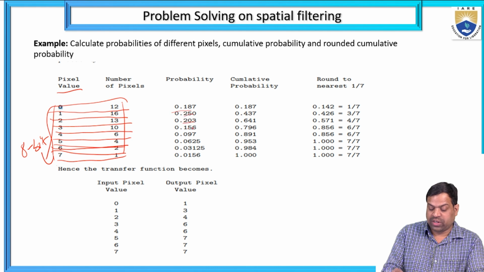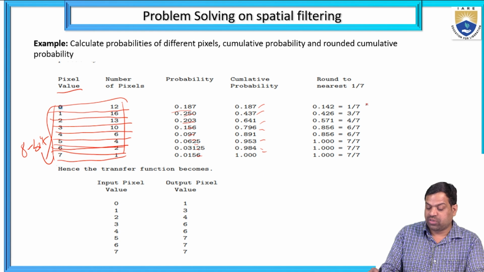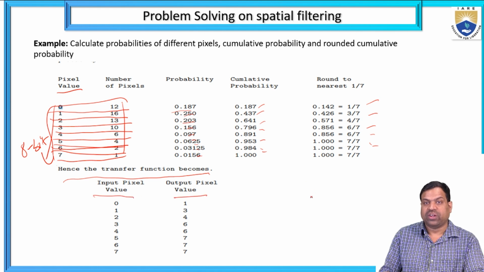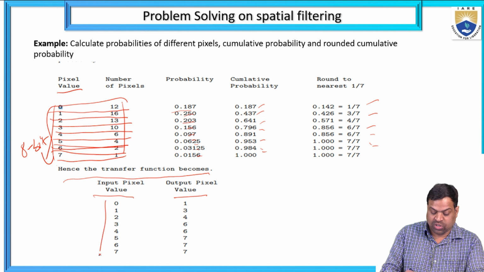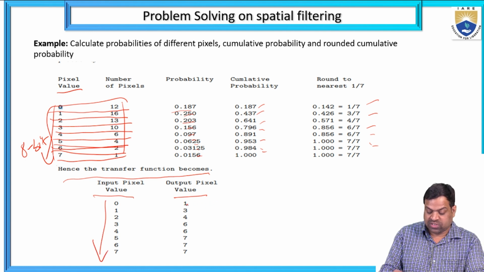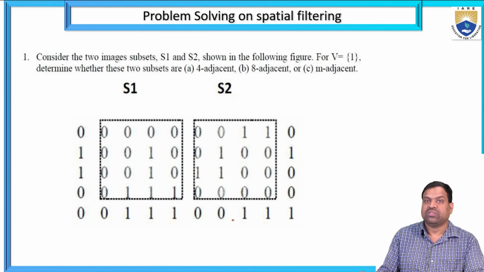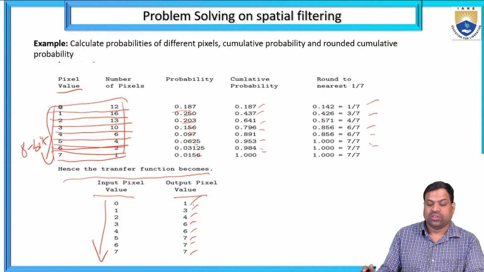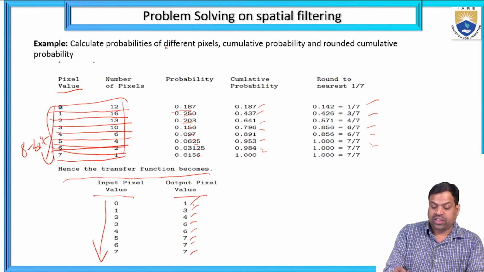So already probability values are given. How did we get this one? We can check also. These are the cumulative probabilities, rounded to near 1 by 7. Hence the transfer function becomes input pixel value and output pixel value. So what are the input pixel values? 0 to 7. Output pixel values: these I am taking randomly, 1, 3, 4, 6, 6, 6, 7, 7, 7. How are we getting this one? Okay. So already the cumulative and rounded cumulative probabilities are there.